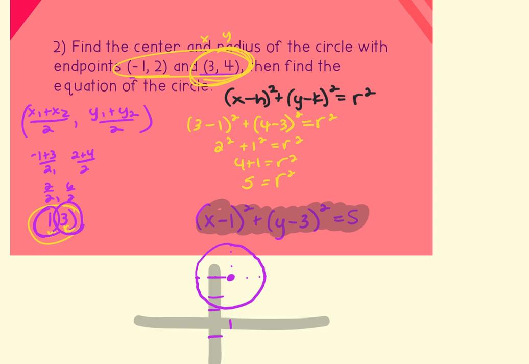So the 3 equations you needed to know from C1 were the midpoint, the distance, and then the standard form of your circle. All of that will be on the quiz. Questions?